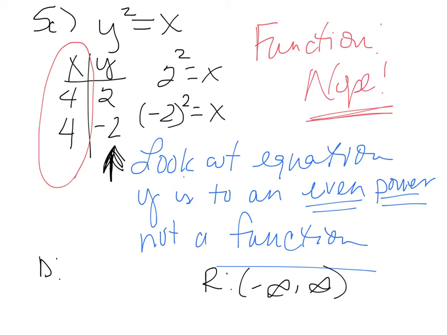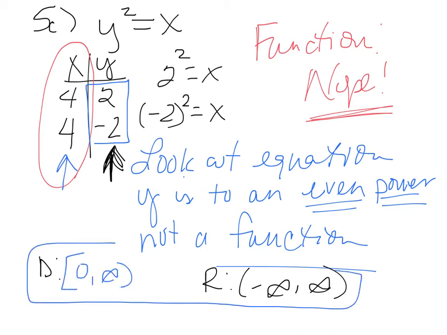Good. Now let's look at the domain. Think about this for a minute. What happened up here whenever I plugged in a negative 2 or a positive 2? What happened to the x? Yeah, it was positive, right? Is there any possible way for me to get a negative x value out of this deal? No siree. So because of that, my domain is going to go from 0 to infinity. Good. Good. Cool. Okay, now let's try another one.